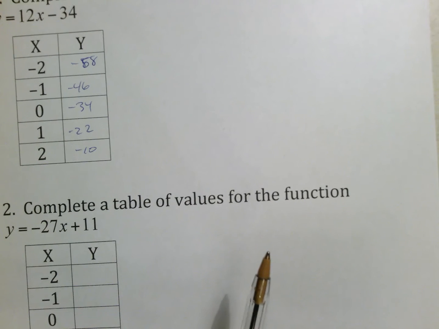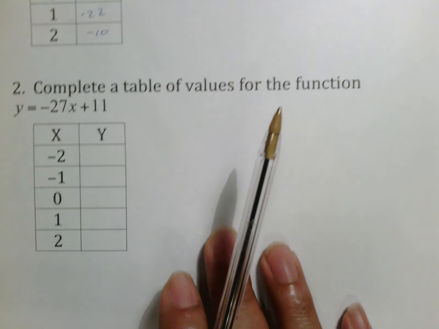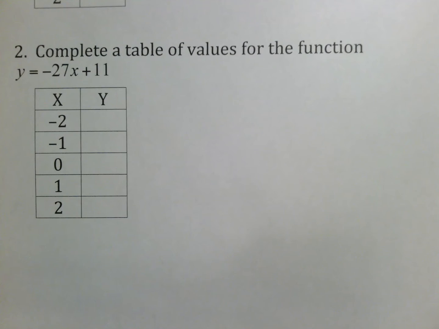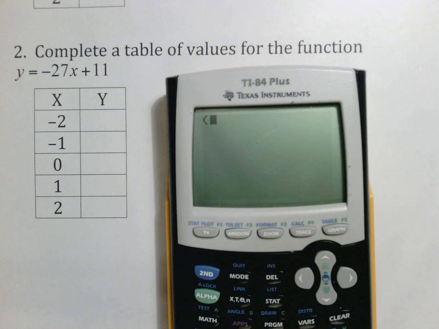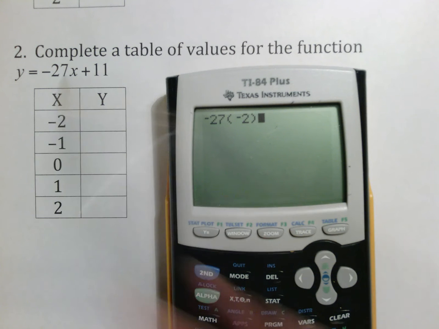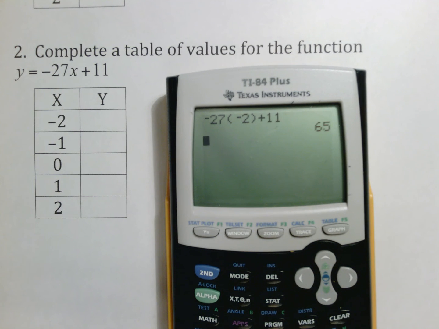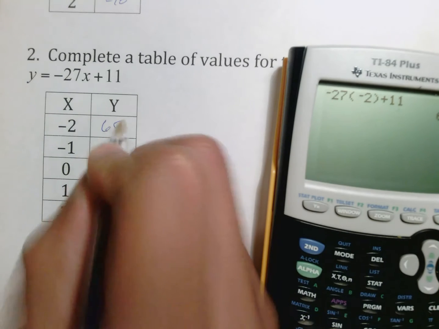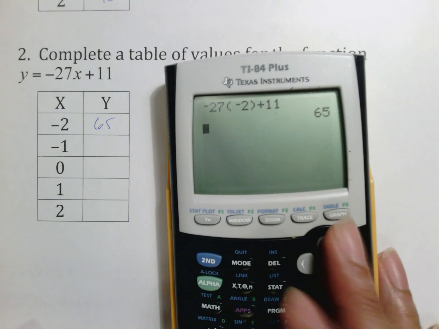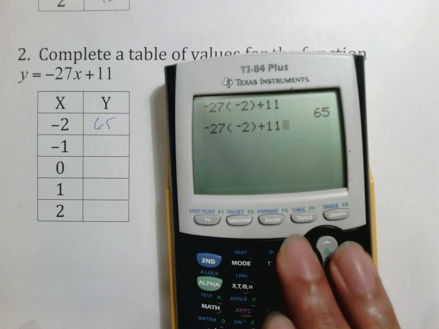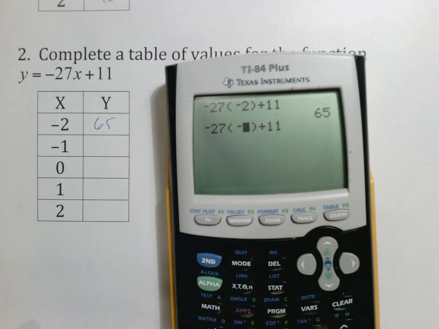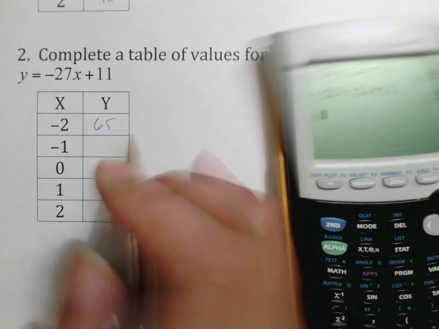So that's why I'm trying to make sure we look over today and kind of review what to do whenever you need to make a table. So on this one here, we have -27. -27 times -2 plus 11, which is 65. Then we take second enter, go back, turn -2 into a -1, you get 38.